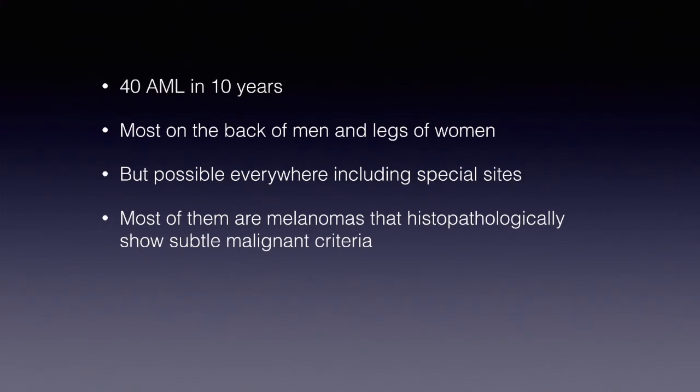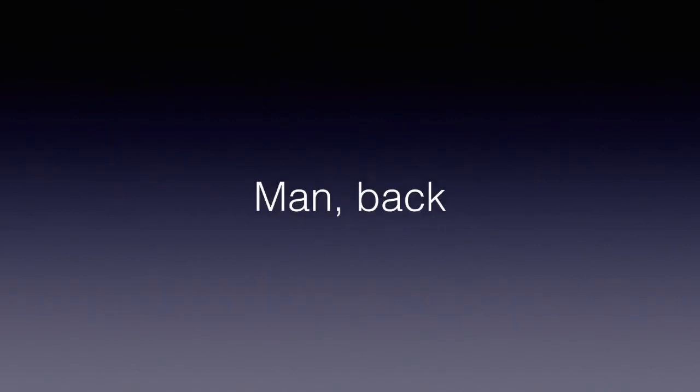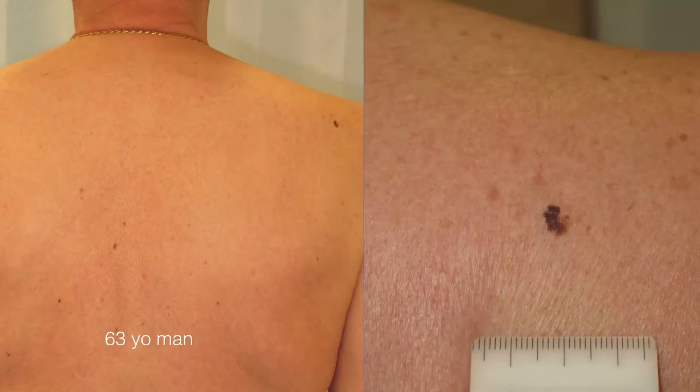Most of them are basically, as I told you, melanomas that histopathologically show very subtle malignant criteria. So the pathologist is not able to name the lesion as a clear-cut melanoma, okay? But anyway, they are excised because the clinician thinks that it's a suspicious lesion. Why? Because clinically and dermoscopically, they look atypical, okay? So let's start with the most frequent location in men. In our collection, most of these atypical melanocytic proliferations were located on the back.